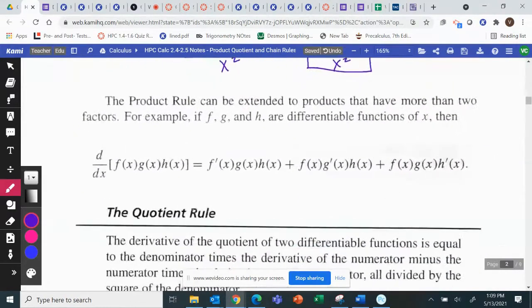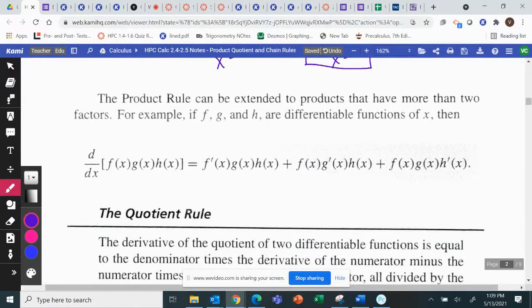The product rule can be extended to products that have more than 2 factors. So if we were doing the product rule of f of x, g of x, h of x, then we would do the derivative of f of x, we do the derivative of g of x, we do the derivative of h of x, and just multiply it by the other 2 functions each time, and add them together. So it extends further. We don't have any examples of that.